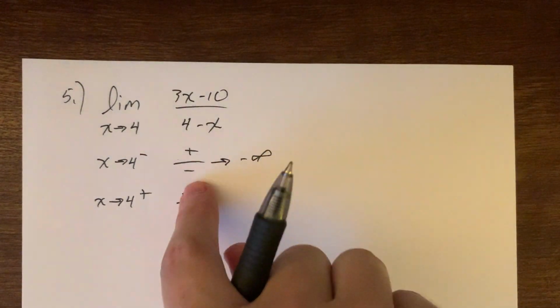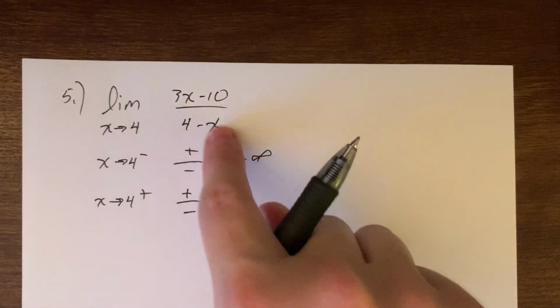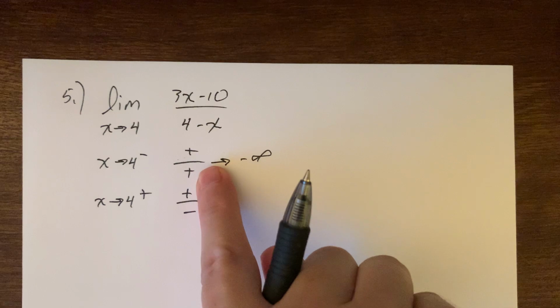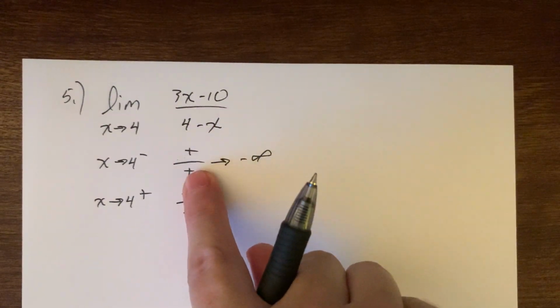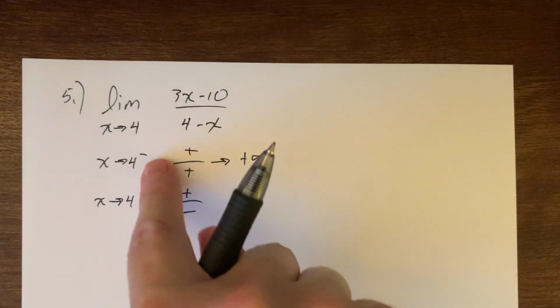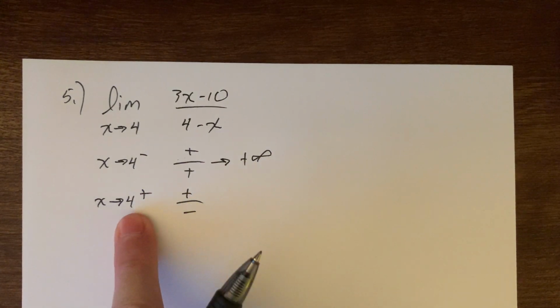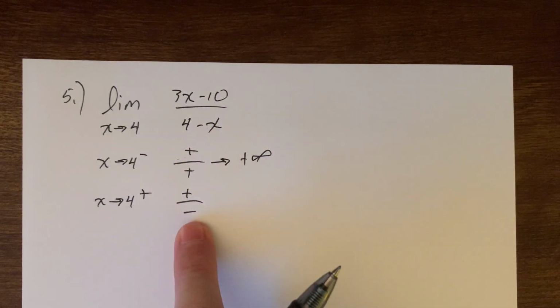Oh, I'm sorry, back here. I made a mistake here. 4 minus 3.9 gives me a positive. I'm very sorry about that. 4 minus 3.9 gives me a positive. So from the left, we approach positive infinity. And now this is correct. 4.1, 4 minus 4.1 is a negative.